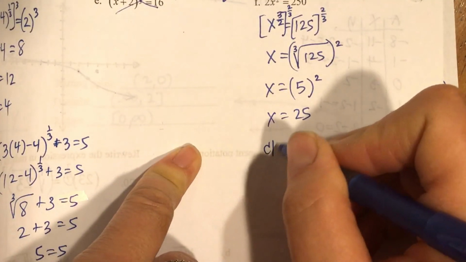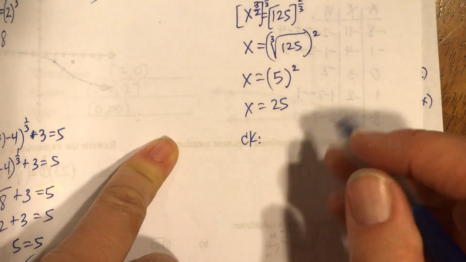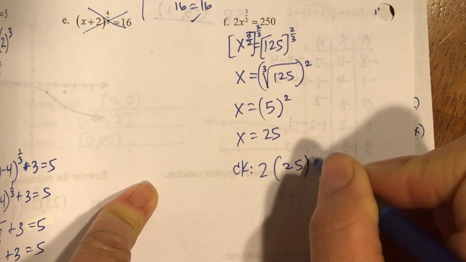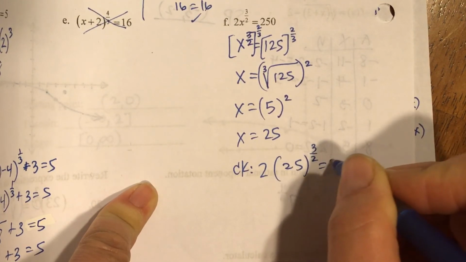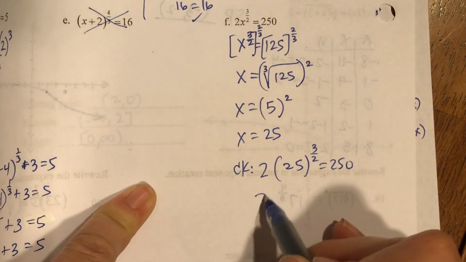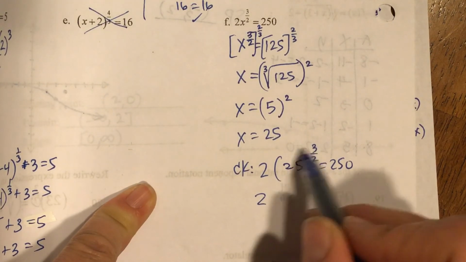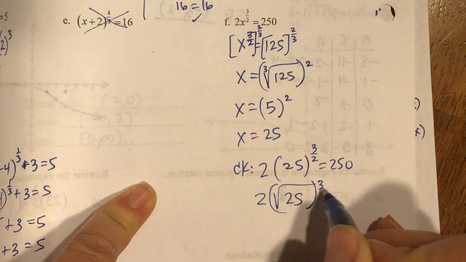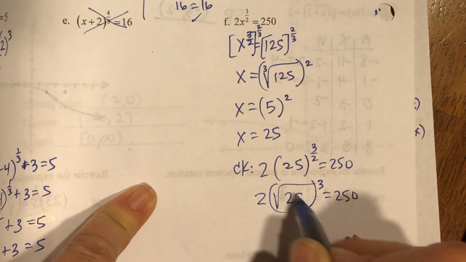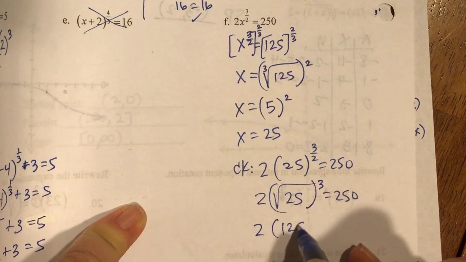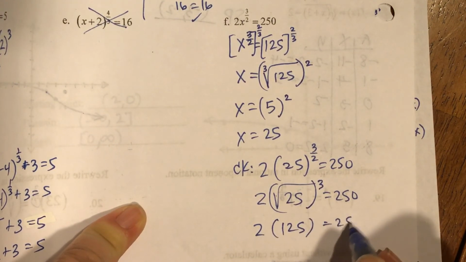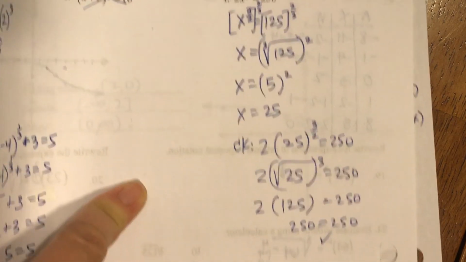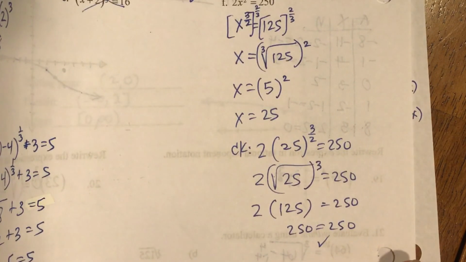Woo, that was slick. Okay, and so now back to the original, which is 2 times 25 to the 3 halves equals 250. I have no idea. Let's see. It looks pretty good. So this is the square root of 25 cubed. So that's a 5. So this is 2 times 125, which does in fact equal 250. Nailed it. Woo!